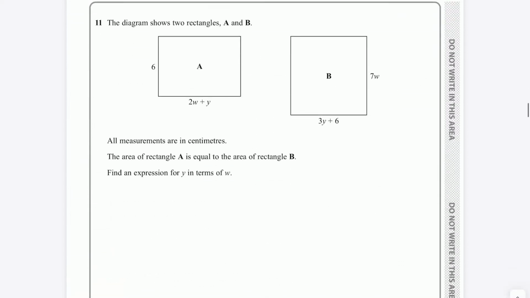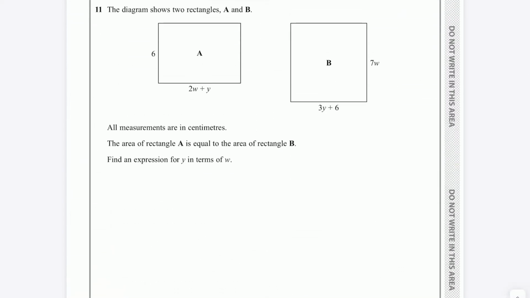Question 11. So we have got 2 rectangles. The area of rectangle A is equal to the area of rectangle B. Write an expression for y. Okay, cool. So we want to work out the area of each one, and make them equal to each other. So we have A, which is going to be, area is base times height, so 6 times 2w plus y, which is 12. When you expand it, 12w plus 6y.